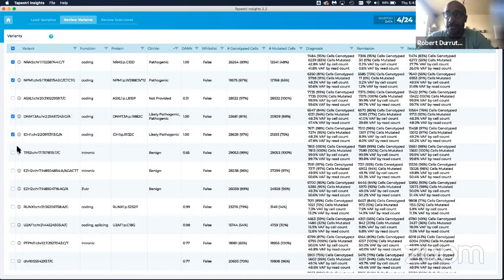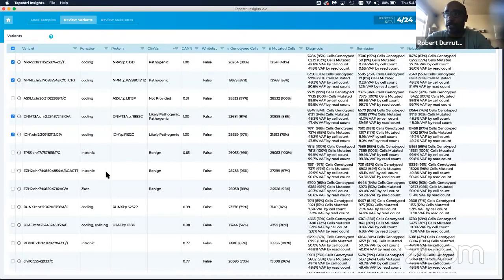Now let's go forward. P53, as a potential variant that I want to include. It's intronic, so likely not. It's labeled as benign based on ClinVar, and it has a relatively low DANN score. So all of these metrics indicate that it's probably just a germline mutation. And that is corroborated by that metric again, 100% across the board. I'm not going to include it.